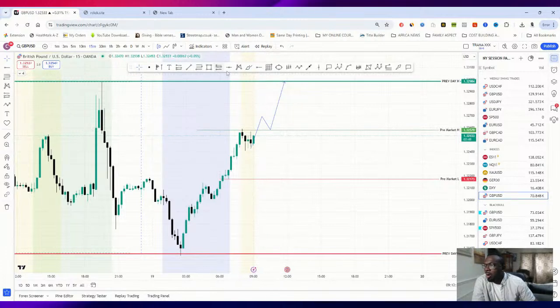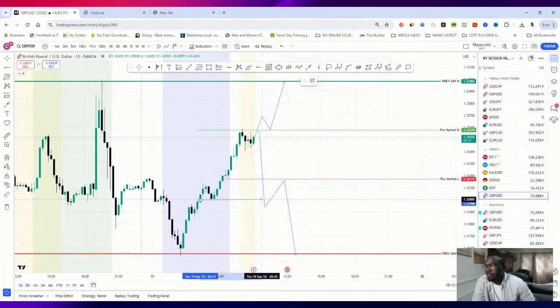Or I could wait if price fails to go up and rejects again here and then comes down. I'm not going to sell until it breaks this structure and then retests, and I'll sell. This is how I'm going to trade it. It's a very simple strategy, a simple system. I'm not going to force the trade. I'm just going to wait for any of this.